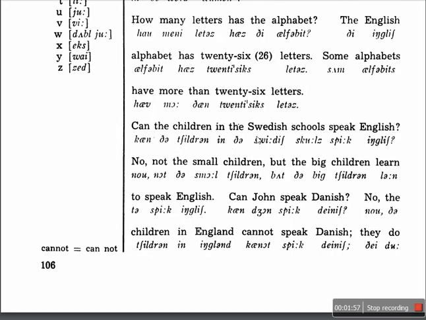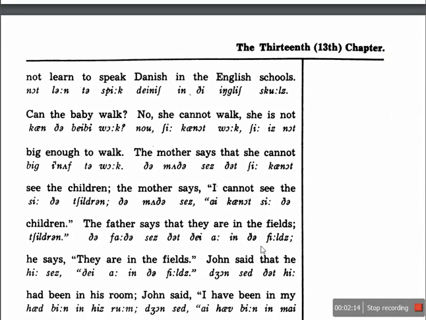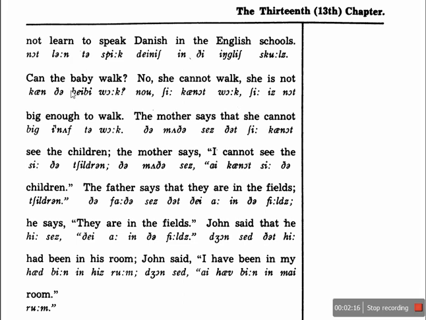Can the children in the Swedish schools speak English? No, not the small children, but the big children learn to speak English. Can John speak Danish? No, the children in England cannot speak Danish. They do not learn to speak Danish in the English schools. Can the baby walk? No, she cannot walk. She is not big enough to walk.